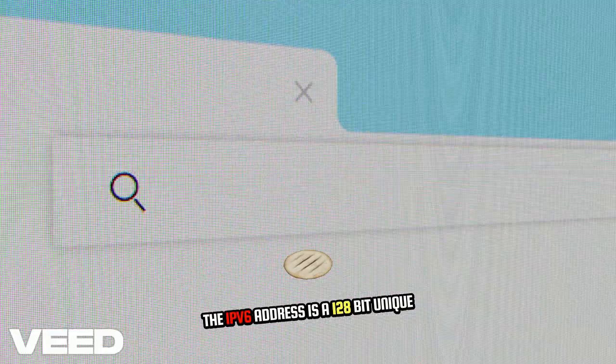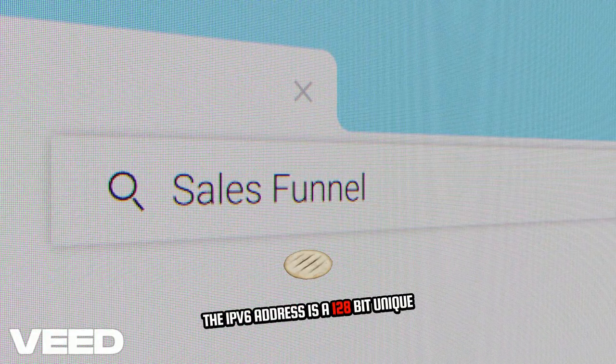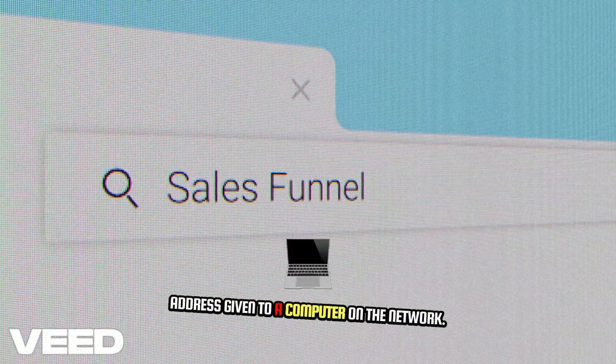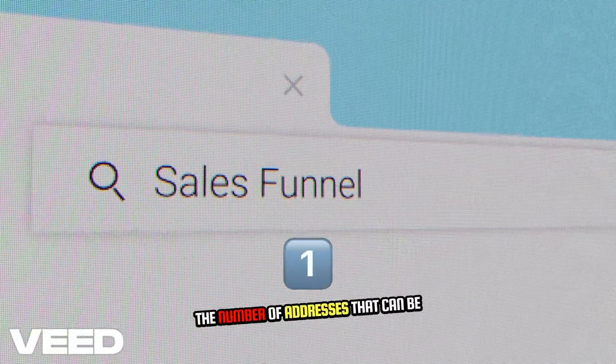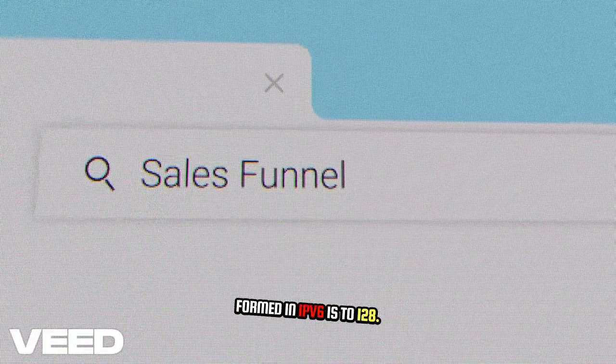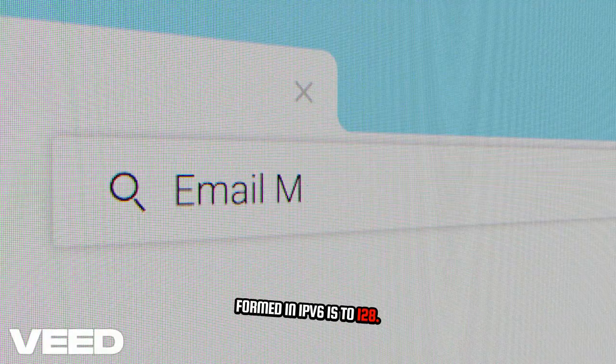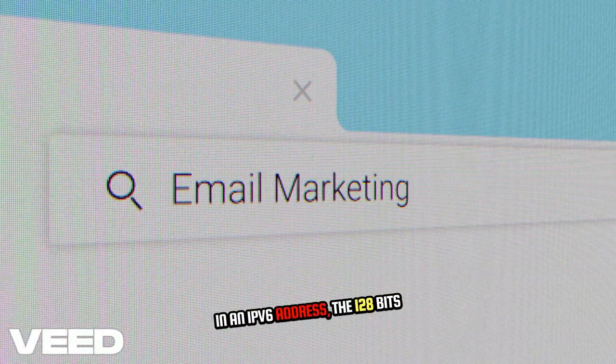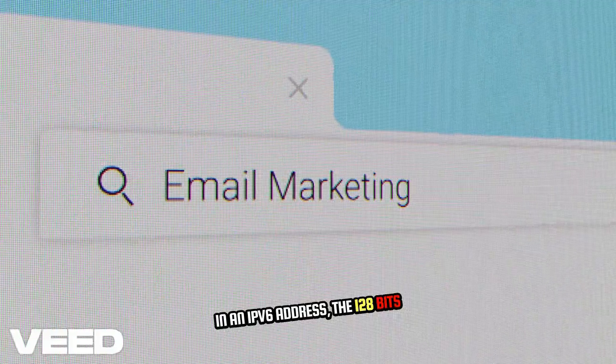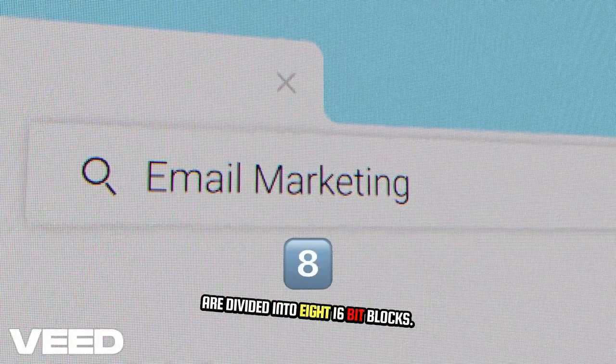The IPv6 address is a 128-bit unique address given to a computer on the network. The number of addresses that can be formed in IPv6 is 2^128. In an IPv6 address, the 128 bits are divided into 8 16-bit blocks.